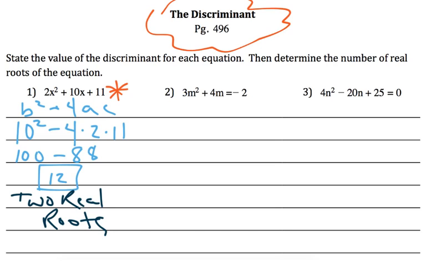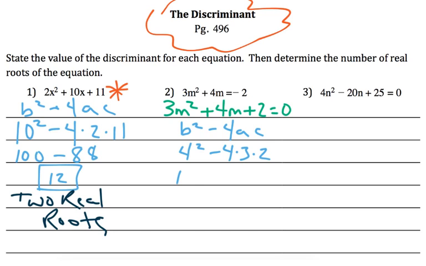Okay, this equation right here is not set up in standard form. So probably you're able to say, well, c is going to be positive 2. But for our notes, let's not cut that corner. We'll rewrite this as 3m squared plus 4m plus 2 is 0. So that when I plug these values into my discriminant, which is b squared minus 4ac, I'm going to do 4 squared minus 4 times 3 times 2, and I'll get 16 minus 4 times 3 is 12, times 2 is 24, which means I have negative 8.